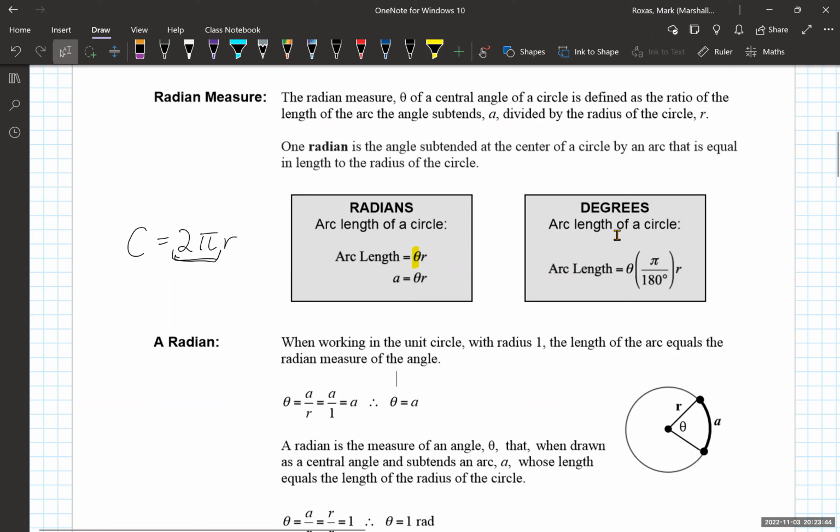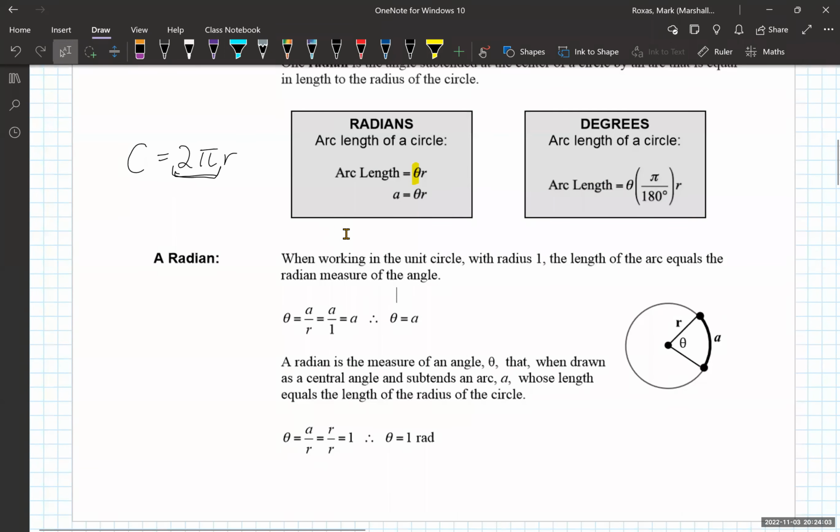In degrees, when we work with degrees, we take whatever the angle subtended by the arc is, times pi over 180, times the radius. That's the arc length when we're using degrees. But we're going to be moving toward using radians more and more, and exclusively radians when we get to calculus.